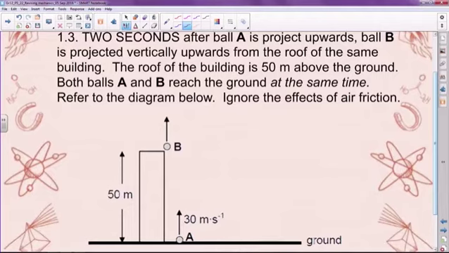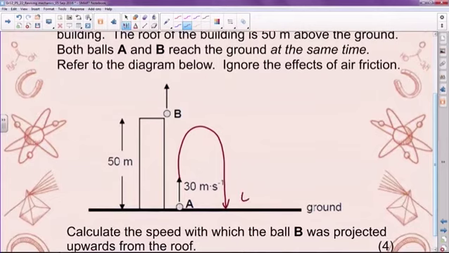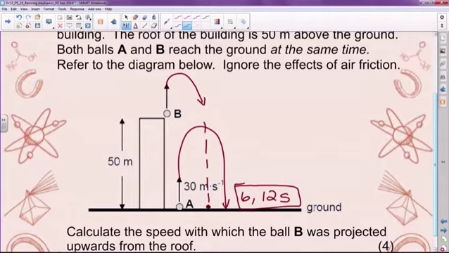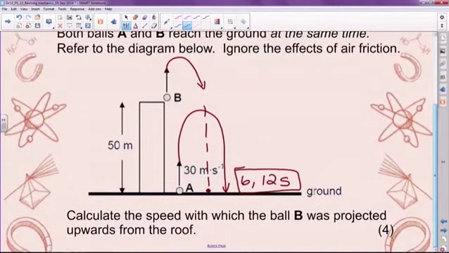So what they're saying to you is ball A goes up and comes down, and that happens at 6,12 seconds. 2 seconds afterwards, ball B is thrown up and then comes and hits the ground. But they hit the ground at the same time. So time is important now, okay? And what they want to know is the speed of ball B with which it's projected. And it's speed, so you don't actually need direction, but it's the speed at which the ball's projected.